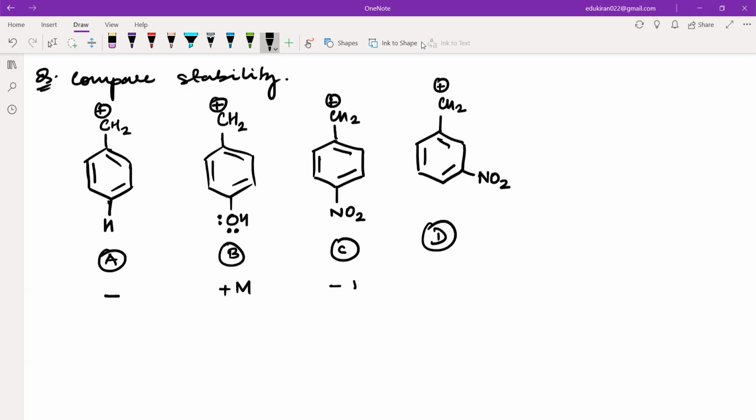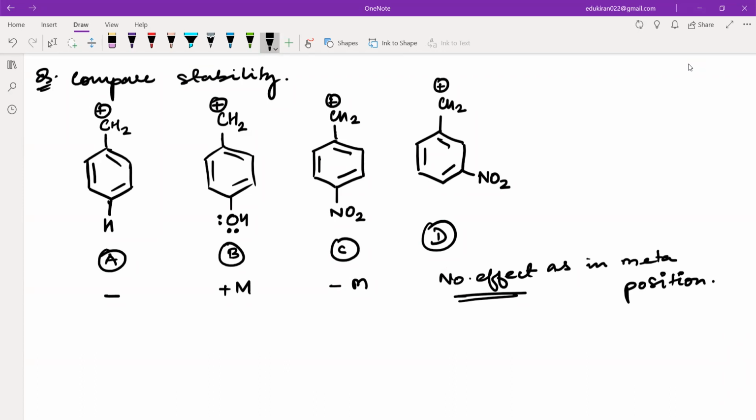This will be plus M, this will be minus M, and since your NO2 is at meta position, it will have no effect. It will have no effect, okay? So now you don't understand. So you start reading. No effect as in meta position. We have discussed all of these things. Okay, start reading the notes.